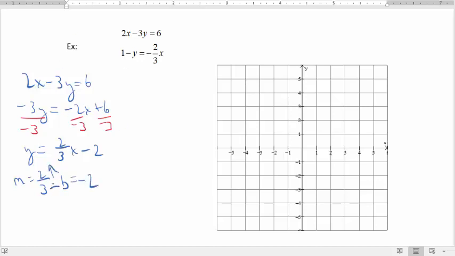So I'll start at (0, -2), and from there I'll move up 2 and over 3, up 2 and over 3. And remember how we had talked about this when we graphed the first time? Instead of going up 2 and right 3, I could have also gone down 2 and left 3. Again, you just got to make sure that you're continuing the line, right? And you are, so I'll graph that line. So there's that one.